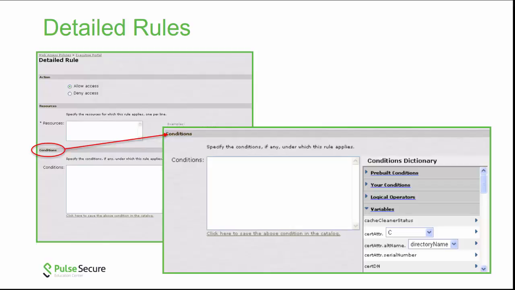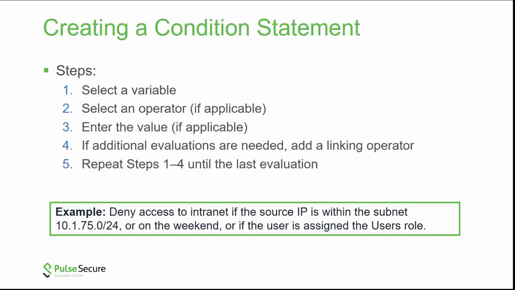Next, we will take a look at creating a condition statement. A condition statement is a Boolean expression that ultimately returns either a true or false value. In our example, we want Pulse Connect Secure to deny access to the intranet website if any of the following conditions is met. One condition is if the source IP is within the subnet of 10.1.75.0/24.